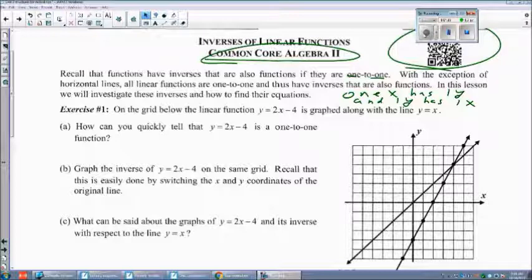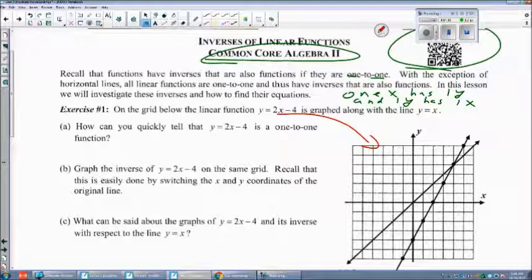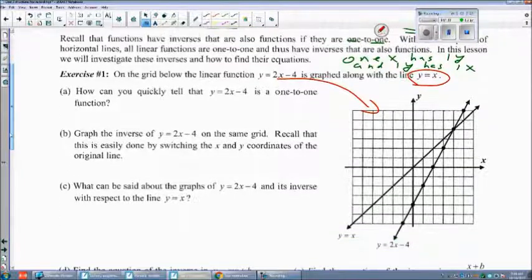We have graphed over here y equals 2x minus 4, along with the line y equals x. I wonder which is which because they're not labeled. Oh, there they are, the labels right there. How can you quickly tell that y equals 2x is a one-to-one function?